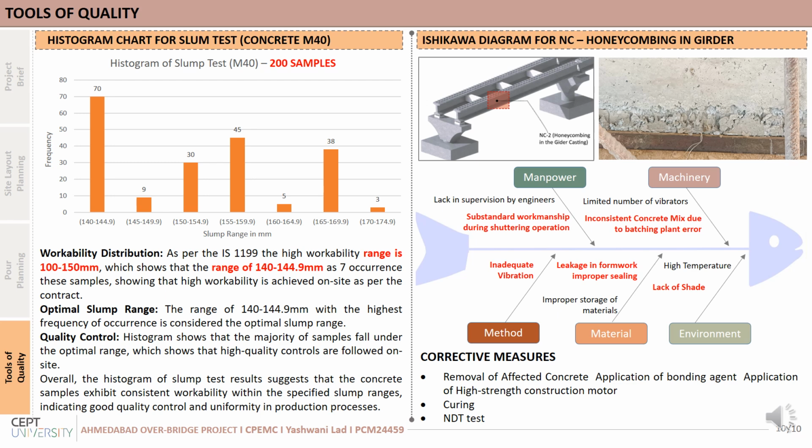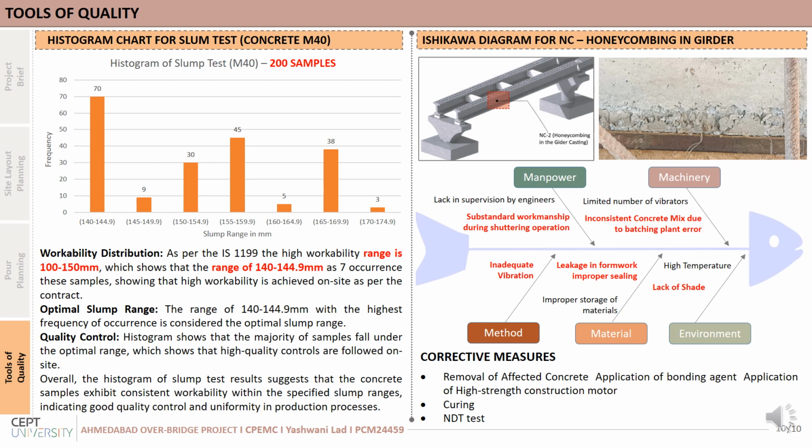Next, we prepared a histogram chart for the slump test for M40 grade concrete, where we took 200 samples. The highest occurrences fall in the range of 140 to 150 mm, which has the highest workability as per the IS codes.